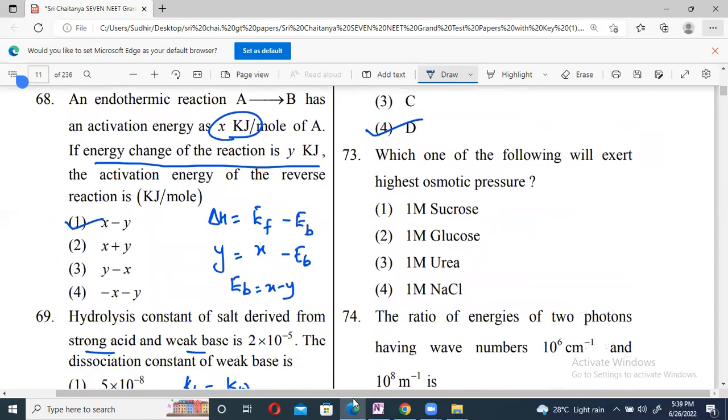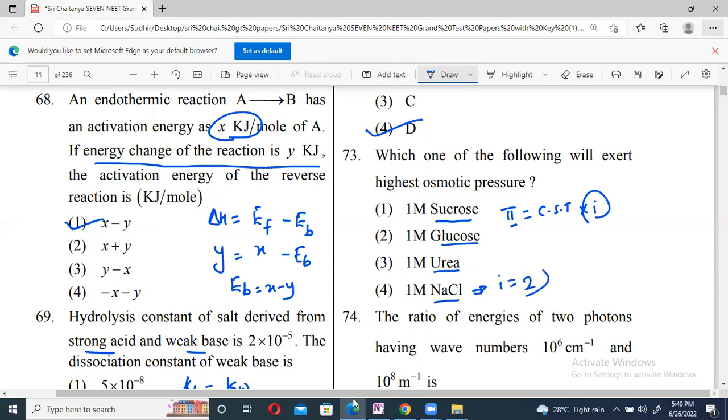Which of the following will exert the highest osmotic pressure? Osmotic pressure pi is equal to C into S into T into i, and i is nothing but the van't Hoff factor. The greater the van't Hoff factor, the more the osmotic pressure. Sucrose, glucose, urea, they are all covalent compounds. Covalent compounds never ionize. Only NaCl will ionize, where the i value is 2. Greater the i value, greater the pi. Answer should be the fourth option.